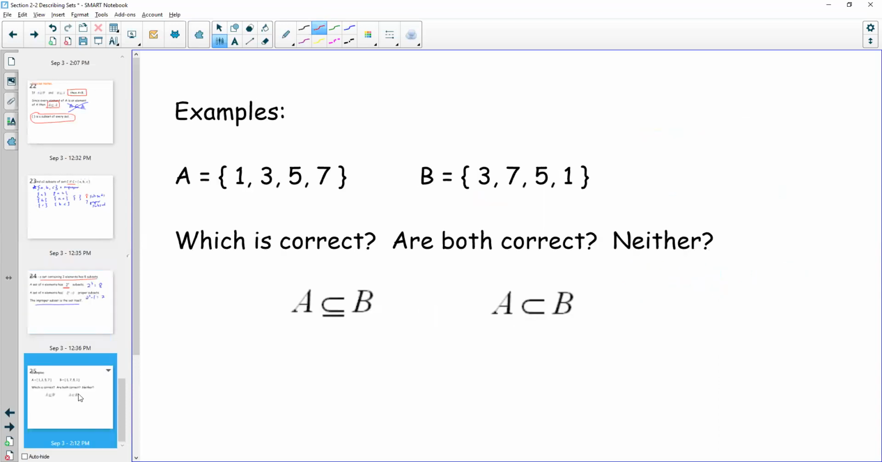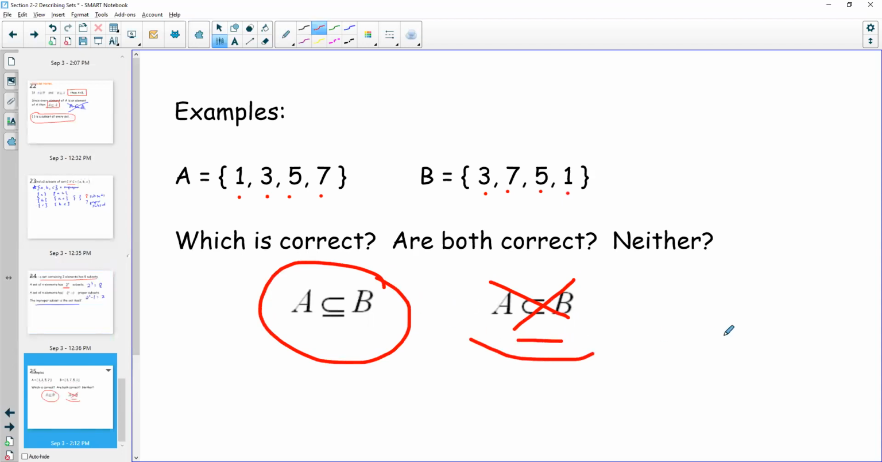All right, so I have set A, 1, 3, 5, 7. I have set B, 3, 7, 5, 1. Which is correct? Are they both correct or neither? Is A a subset of B, or is A a proper subset of B? Well, can't be proper, right? They are equal. So it is a subset, but it is not a proper subset.